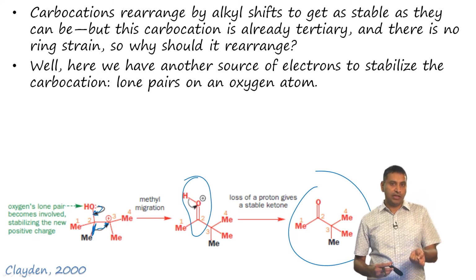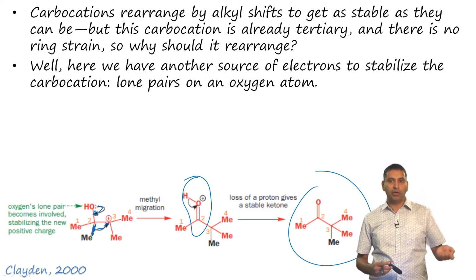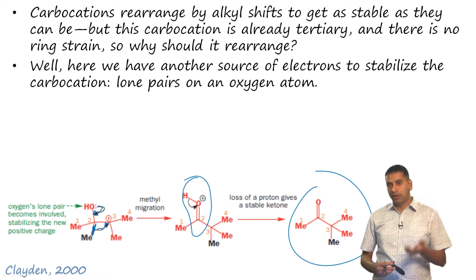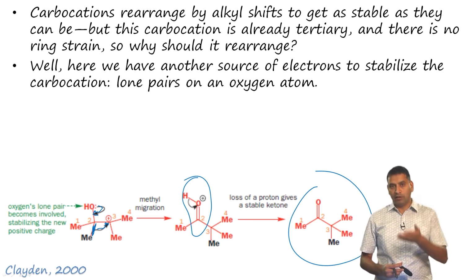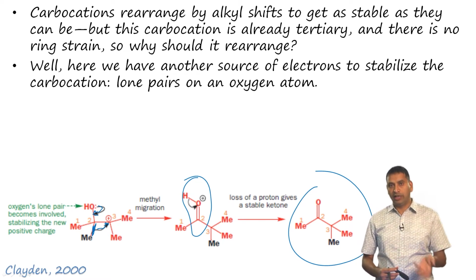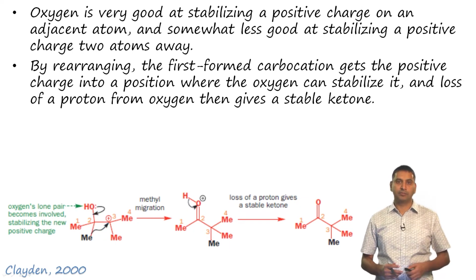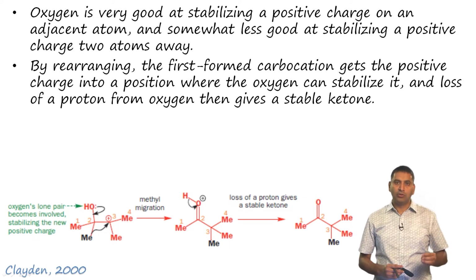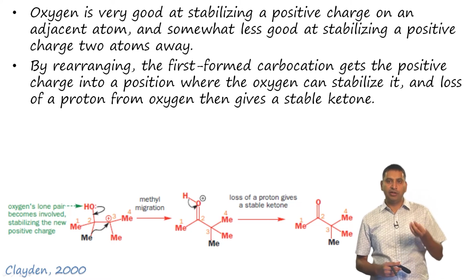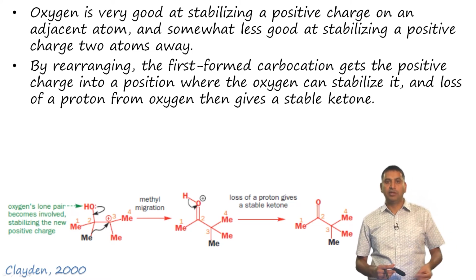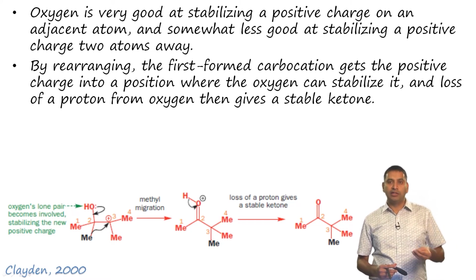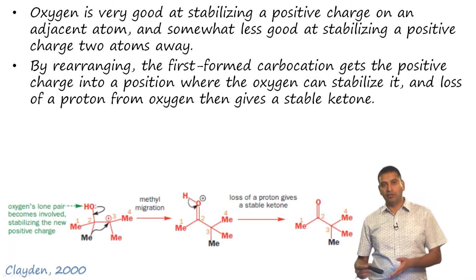So, the reason why this rearranges is that the lone pair on oxygen plays an important role. Since the lone pair on oxygen can now move in and form a stable ketone, this constitutes the driving force for this reaction. Also, oxygen is very good at stabilizing a positive charge on an adjacent atom, and somewhat less good at stabilizing a positive charge 2 carbons away.